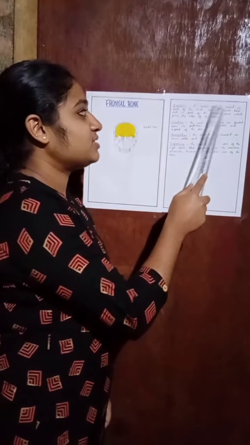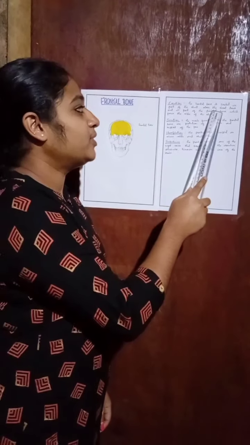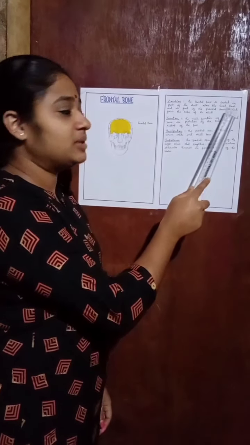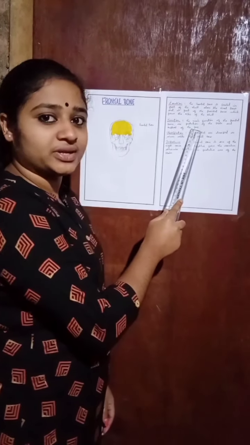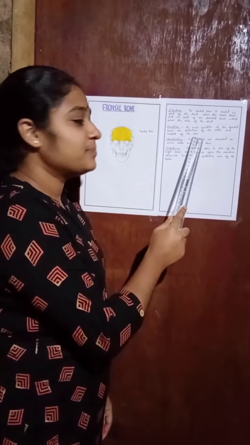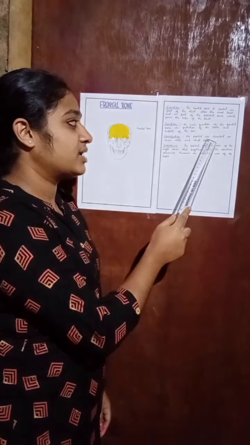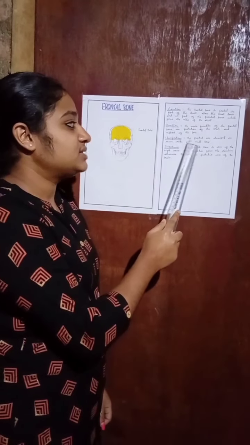The frontal bone is located in front of the skull, above the nasal bones and in front of the parietal bones, which form the side of the skull. The main functions of the frontal bone are protection of the brain and support of the face. The classification of frontal bone includes sinus, orbits and skull base.